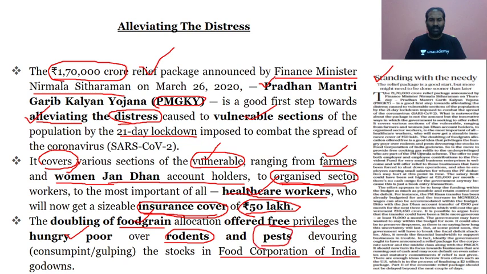So instead of that, the stocks being piled up in the FCI godowns would be removed and offered to the people who are hungry poor, so that at this time of the lockdown, it is not only money but also food, that is, the food grains, that will be provided to them.